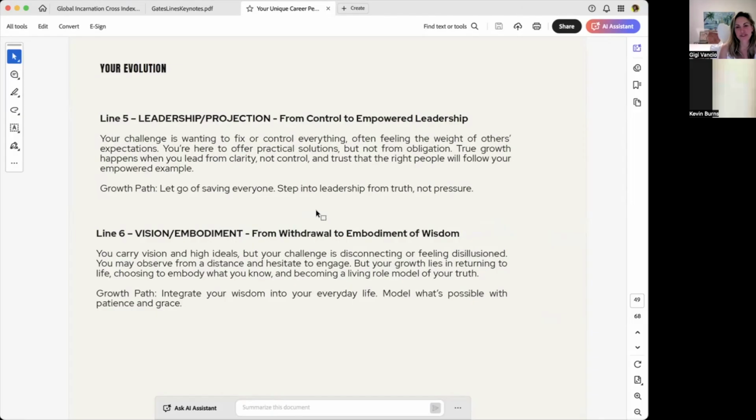And we often feel the weight of others' expectations. And so we're here to offer practical solutions, but not from obligation. True growth happens when you lead from clarity, not control, and trust that the right people will follow your empowered example. And the growth path is to let go of saving everyone and step into leadership from truth, not pressure.